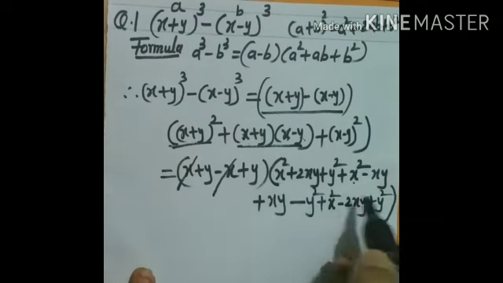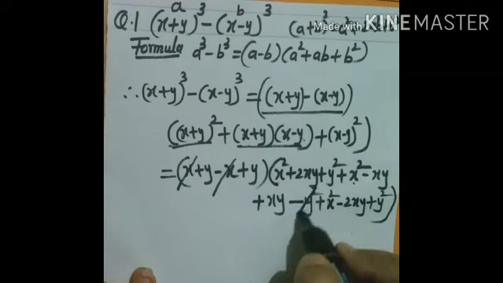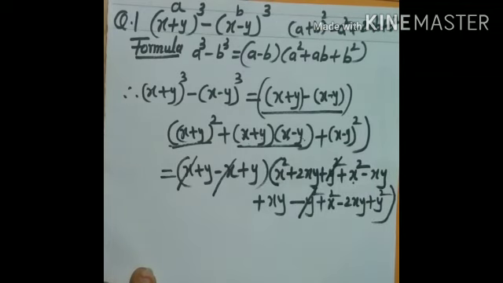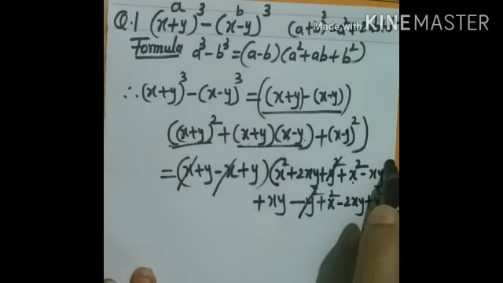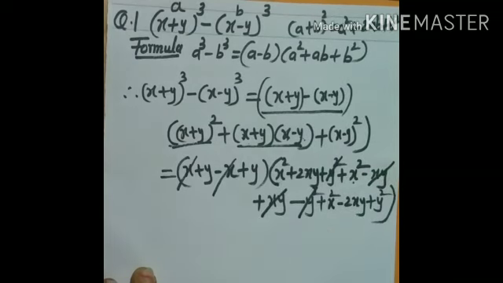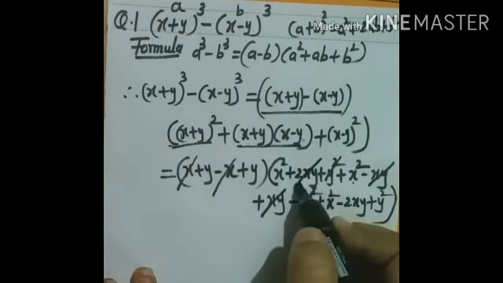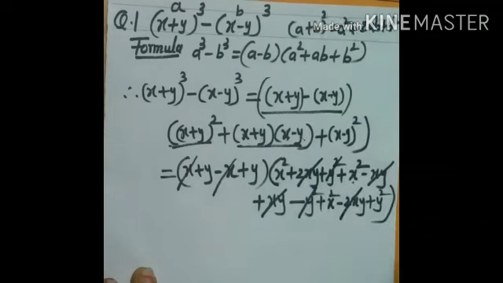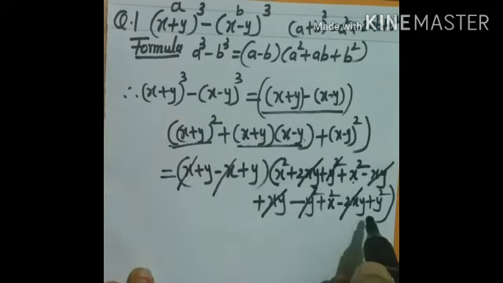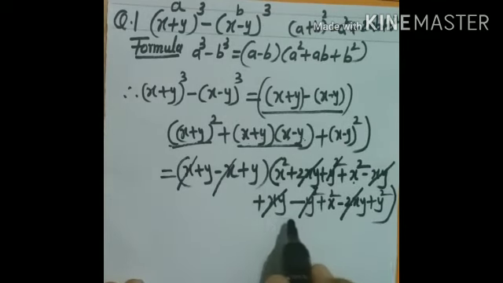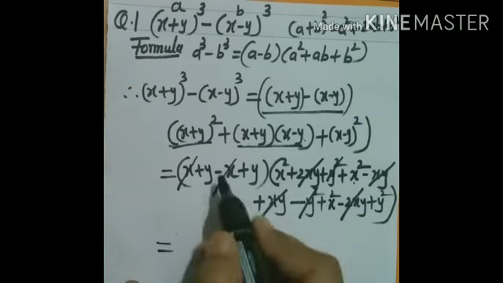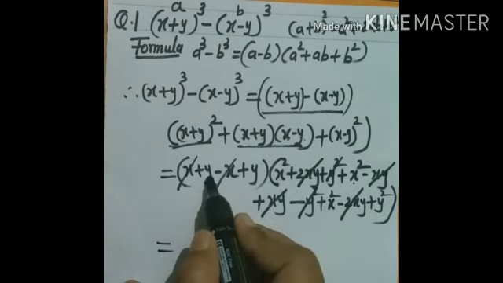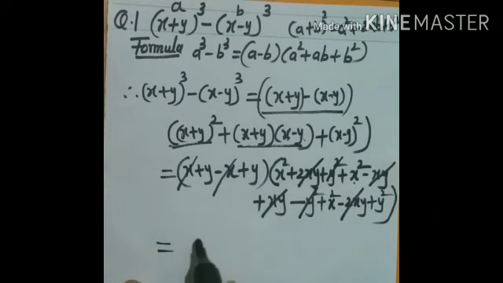Now next here, y square get cancelled. Minus xy plus xy get cancelled. Plus 2xy minus 2xy get cancelled, children. Okay. Now anything we can eliminate here? No. So here x plus, here what is remaining, children? Y. So what we get?